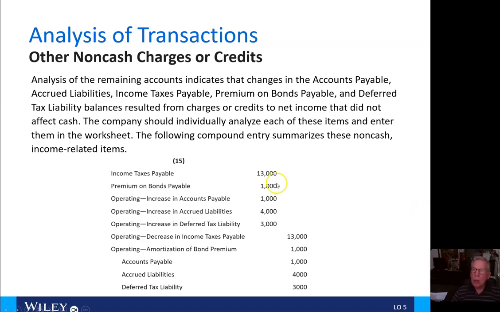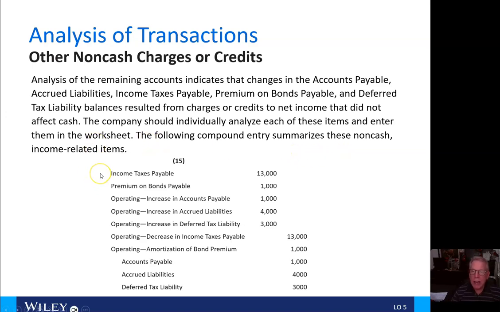All right, other non-cash charges or credits. Here, if we analyze the remaining accounts, that indicates that changes in accounts payable, accrued liabilities, income taxes payable, premium on bonds payable, and deferred tax liability balances resulted from charges or credits to net income that did not affect cash. The company should individually analyze each of these items and enter them in the worksheet. The following fairly complex compound entry summarizes these non-cash income-related items.